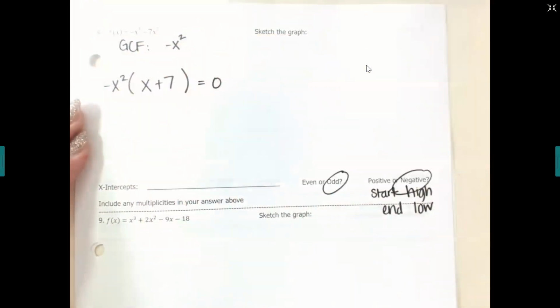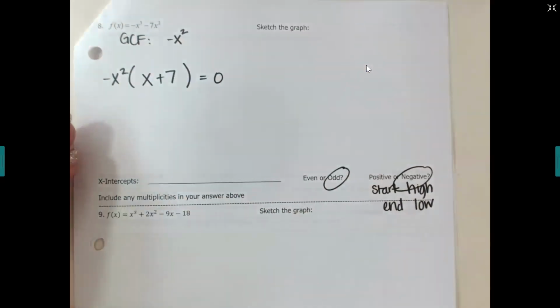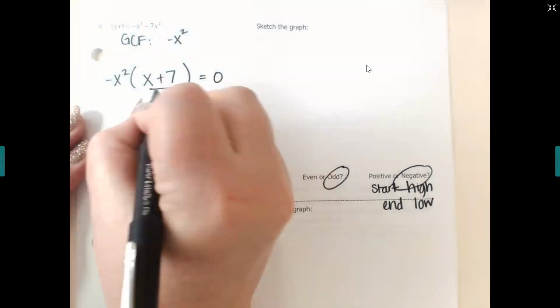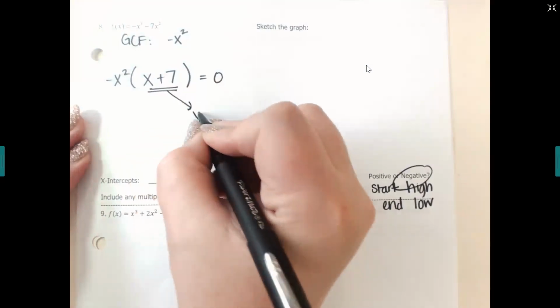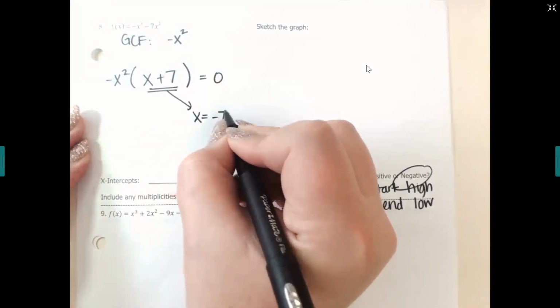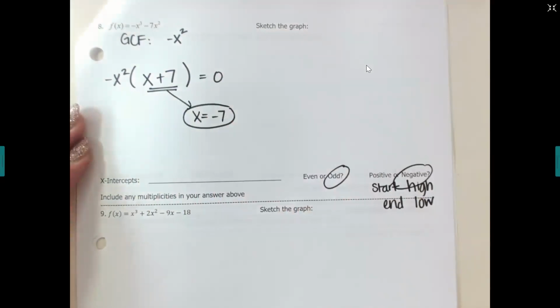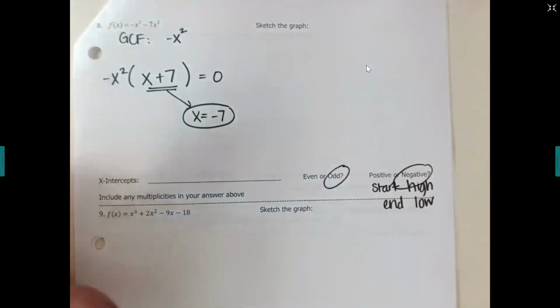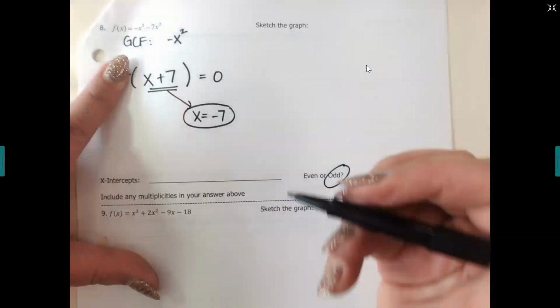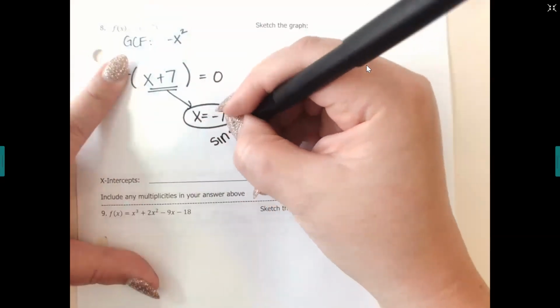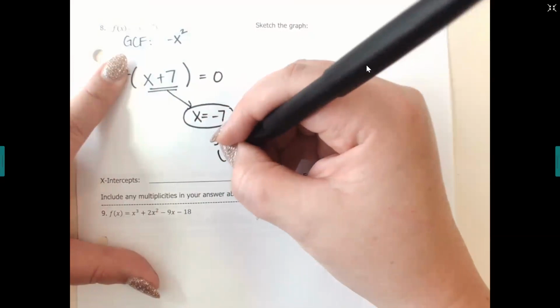Okay, we're setting that equal to 0. If my parentheses says x plus 7, what's the solution going to be? Negative 7. And now question, is that a singular root or a double root? Just for that one. That's a single. And remember that a single is going to create a pass through.